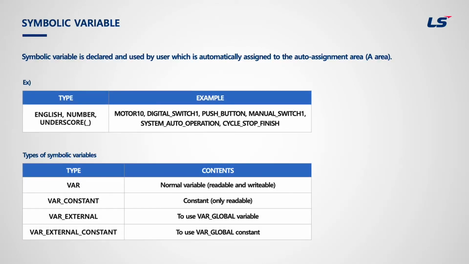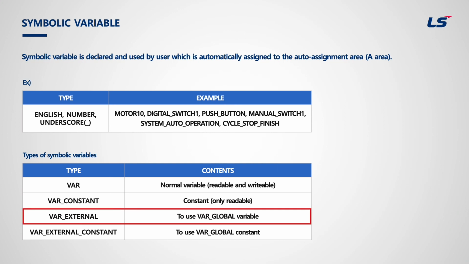One of the benefits of using symbolic variables is that it is able to use variable name as comment. As shown in the example, motor_10, digital_switch_1 can be used as variables, and these are automatically assigned to the auto-assigned area, A area. Default format of symbolic variable is VAR, which is a local variable only able to be used in that specific ladder program.